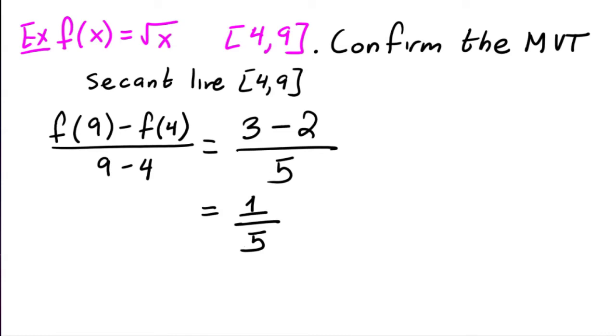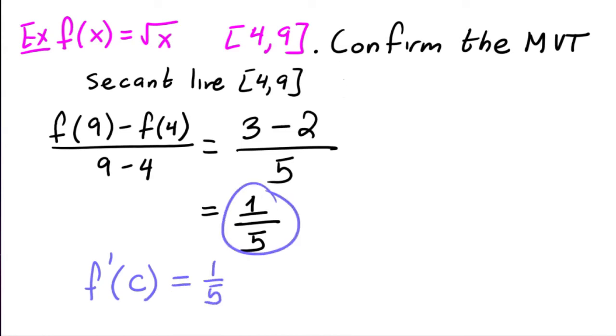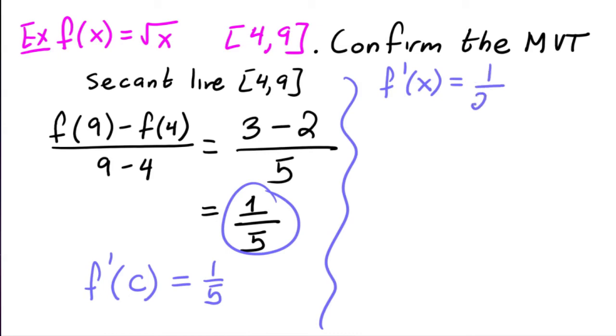Okay, so then basically what the mean value theorem says is to find a point c where the derivative is equal to that secant line slope, 1/5. So, okay, let's find the derivative first. That's just equal to 1 over 2 root x. And so all we need to do is set 1 over 2 root c, or f prime of c, equal to 1/5. And we're just solving for c now.